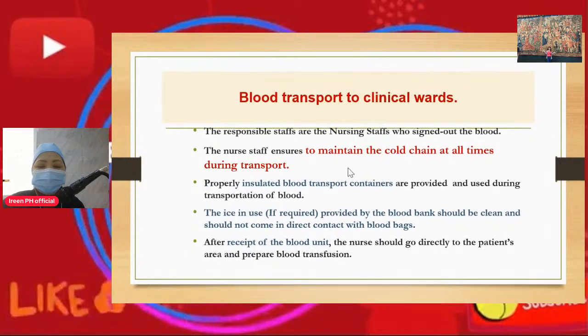Blood transport to clinical wards. The responders are nursing staff who sign out the blood. Okay.